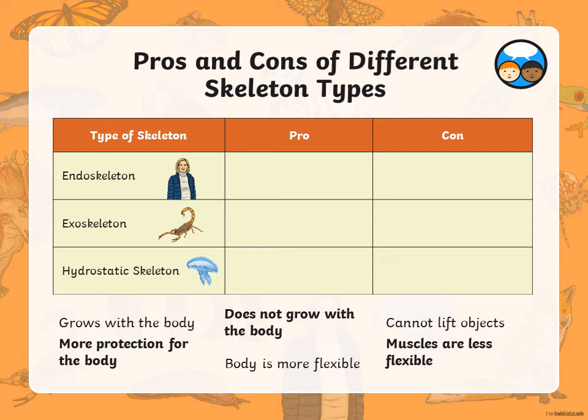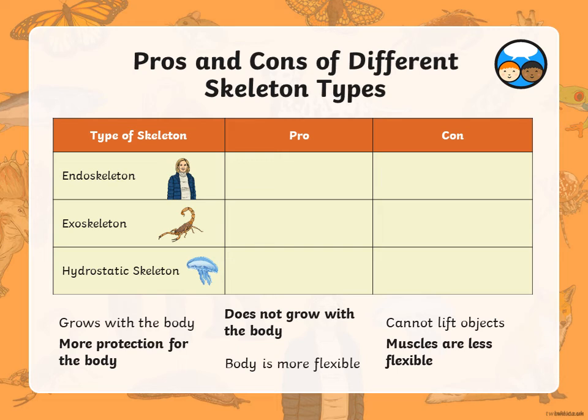Now, the pros and cons of different skeleton types. Now that you've completed your other activity, we can move on with this. You can write this into your book, or you can have a think about it and talk to your adult if you'd like to. So the type of skeleton and the pros and cons. What makes it good for that animal and what might make it bad?